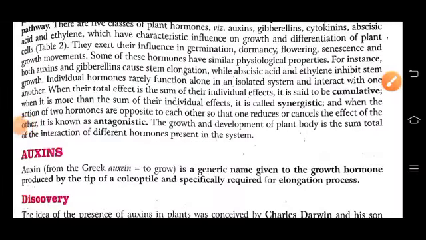So, auxins, gibberellins, cytokinins we'll learn in our next class, children.